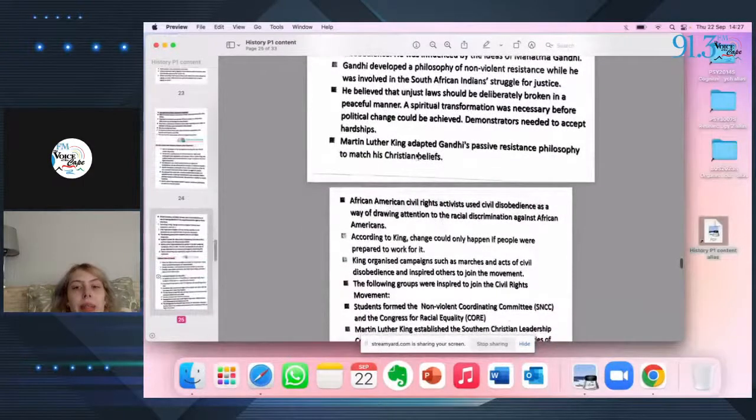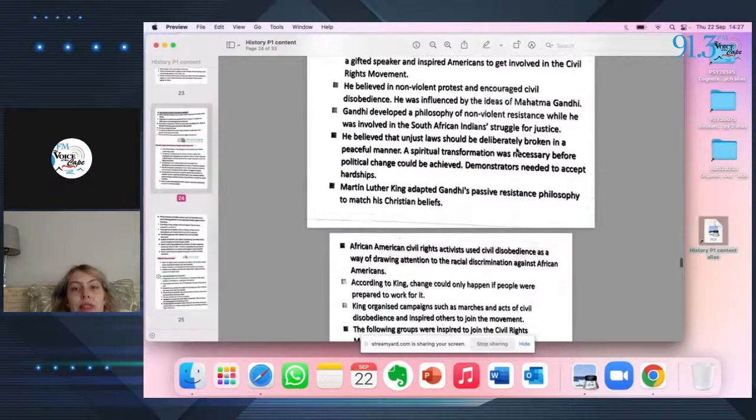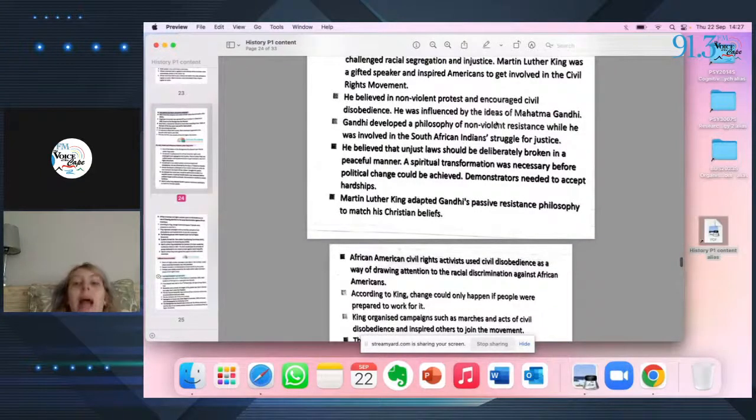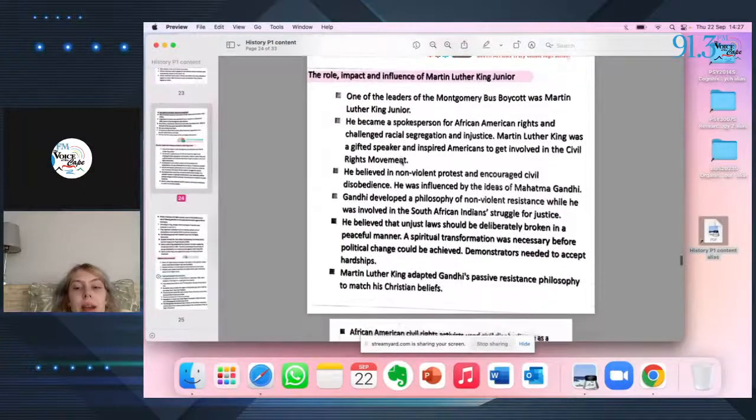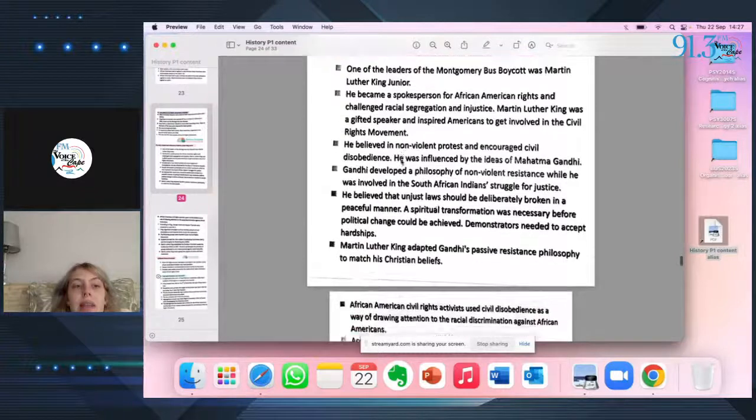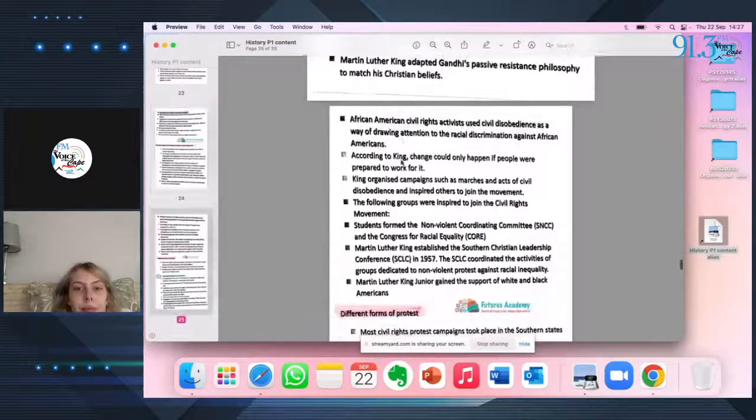Martin Luther King adapted Gandhi's passive resistance philosophy to match his Christian beliefs. Okay, so we get passive and active resistance. Active resistance is where it sometimes gets violent, and passive resistance is completely non-violent and just a less invasive form of protest. So in the civil rights movement, we see passive forms of protest, yet in the Black Power movement, we see a more active form of protest.